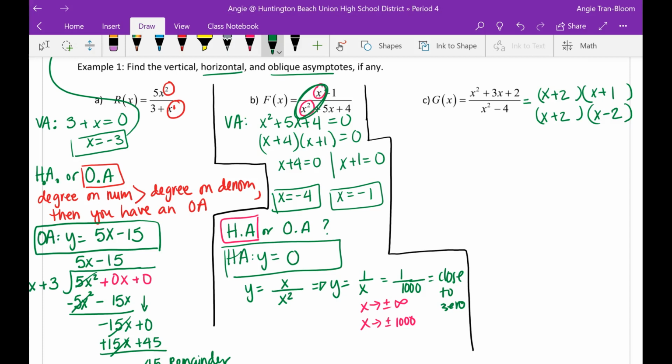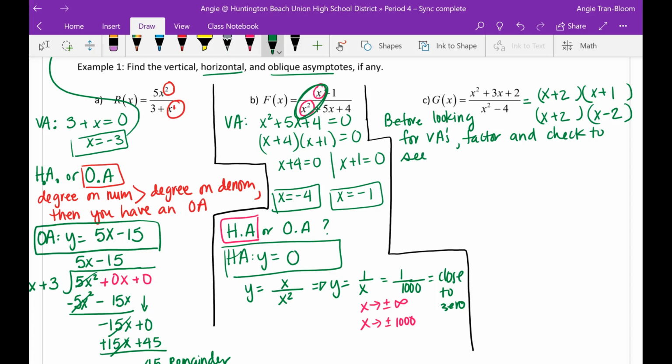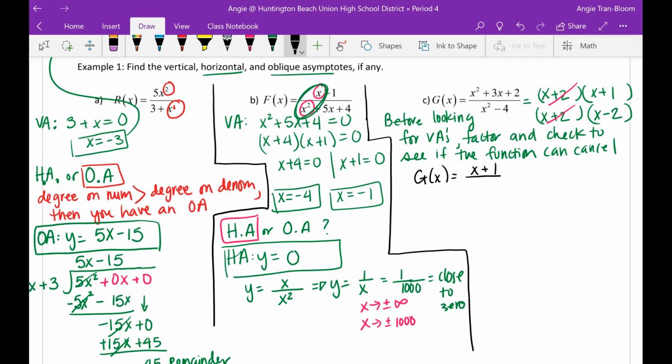Before you look for VAs, factor first, and check to see if the function can cancel. In this case it does cancel. So your function, this g of x here, is now reduced down to just this.